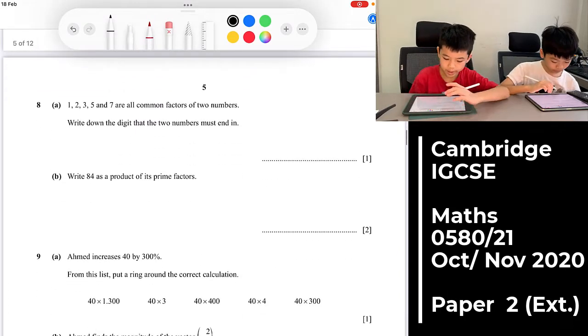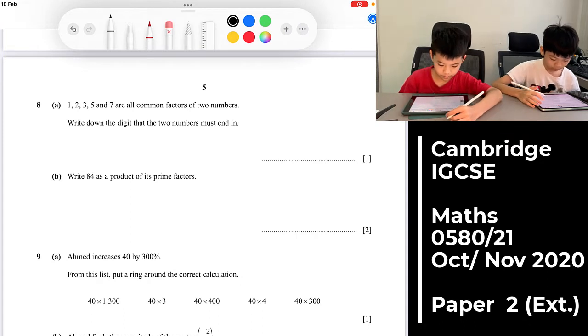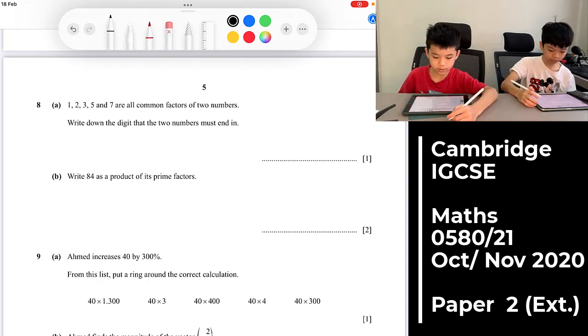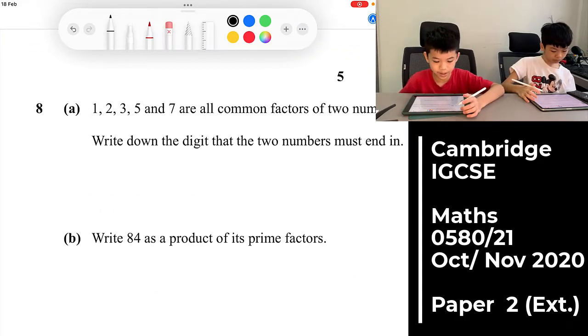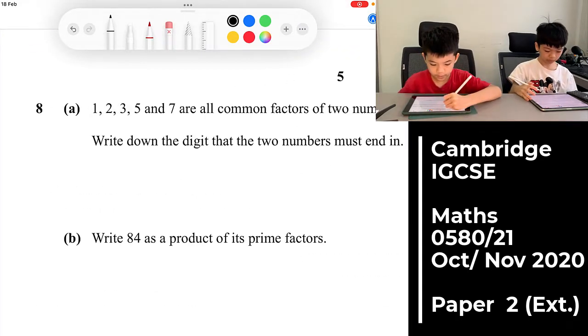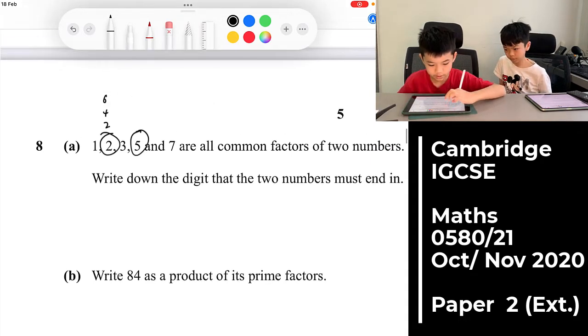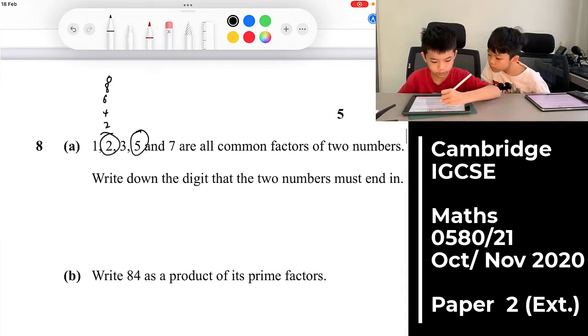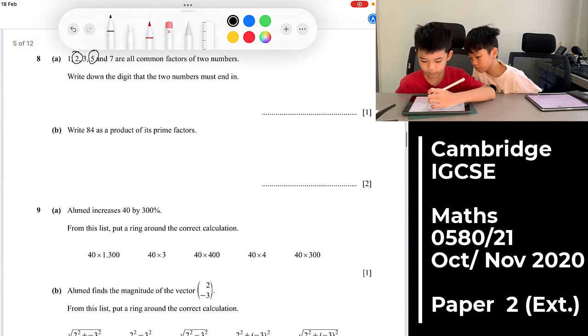Okay, for question 8a, 1, 2, 3, 5, and 7 are all common factors of two numbers. Write down the digit that all the two numbers must end in. Okay, so the only two numbers that have a pattern here are 2 and 5. For 2, it must end with 2, 4, 6, 8, or 0. And for 5, it must end with 5 or 0. So the only thing in common is 0. So it must end with 0.